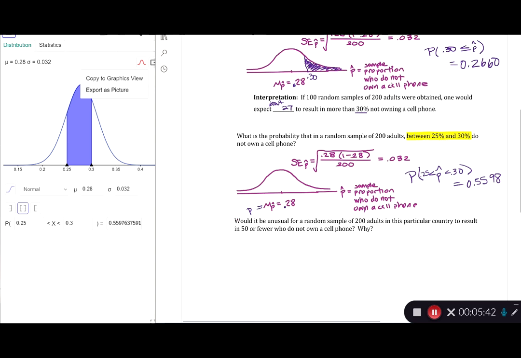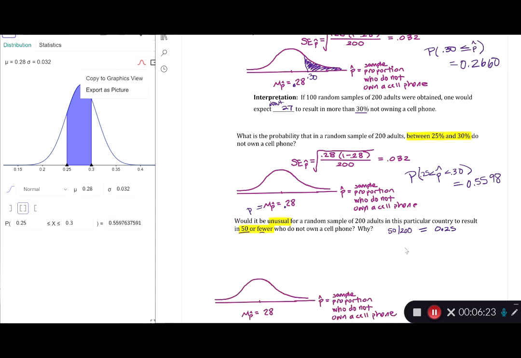Okay, one more. This question says, would it be unusual, so we're asking a probability question, for a random sample of 200 adults in this particular country to result in 50 or fewer who do not own a cell phone, and why is that? Notice that it didn't have to explicitly say that we're talking about a sample proportion. They actually gave us a count, but we're asking a probability question about how that behaves, and we're talking about 50 out of the 200 in the sample, or 0.25. So we're asking whether it would be weird to see 0.25 or fewer who do not own a cell phone. We are talking about the distribution of p hat.